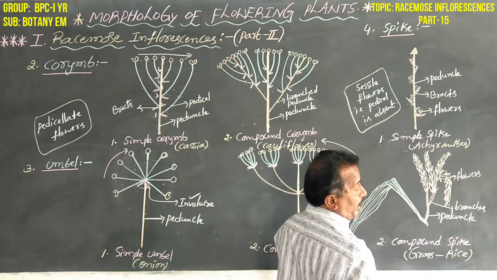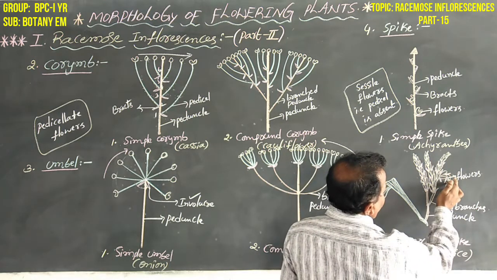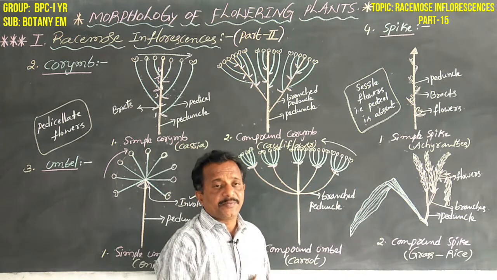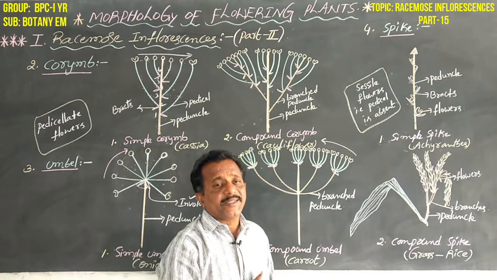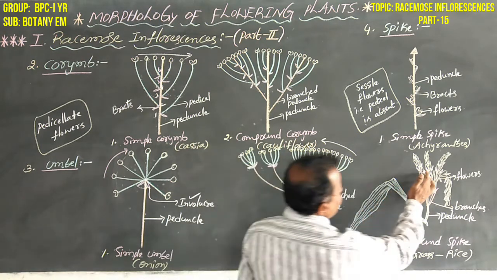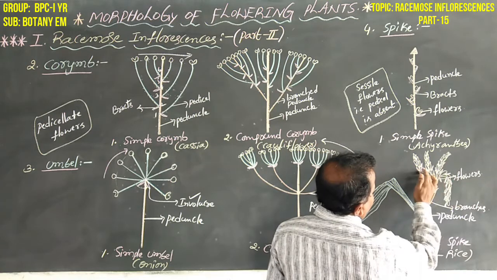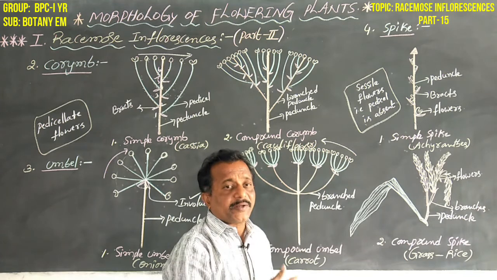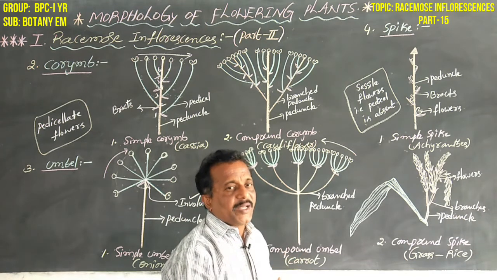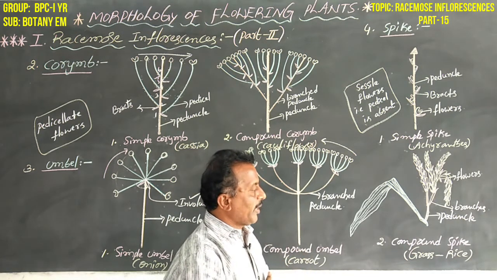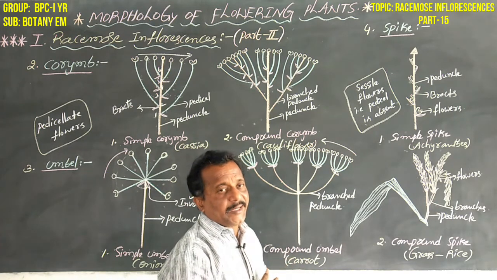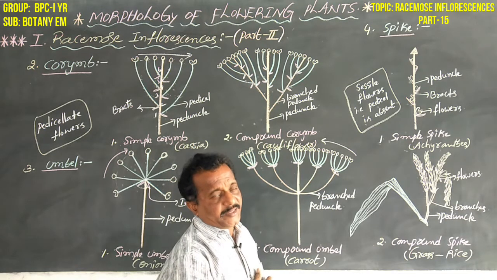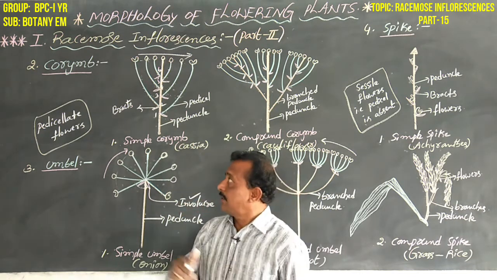In a compound spike, several spikes are present, and the branches of spikes are named spikelets. This is one spike. Several spike branches appear in rice, that is, spikelets are present in rice plants.